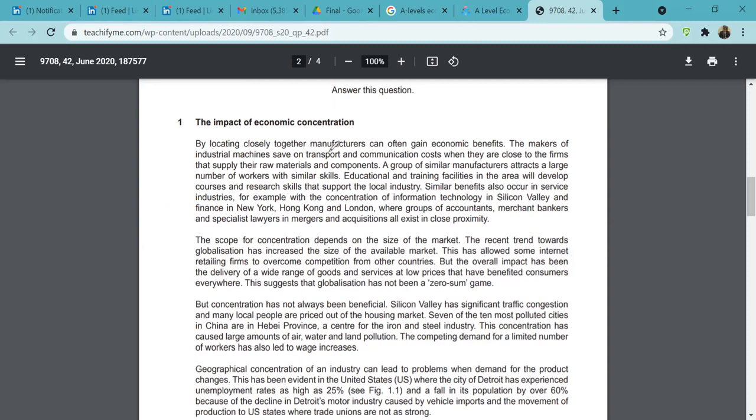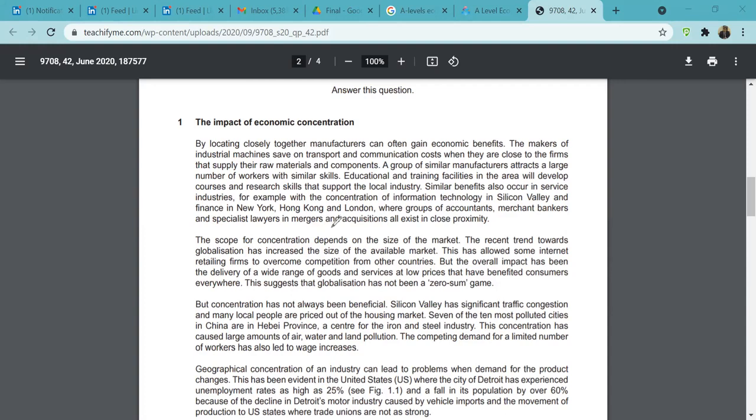By locating closely together, manufacturers can often gain economic benefits. The makers of industrial machines save on transport and communication costs when they are close to firms that supply their raw materials and components. A group of similar manufacturers attract a large number of workers with similar skills. Educational and training facilities in the area will develop courses and research skills that support local industry. Similar benefits also occur in service industries. For example, with the concentration of information technology in Silicon Valley and finance in New York, Hong Kong, and London, where groups of accountants, merchant bankers, and specialist lawyers in mergers and acquisitions all exist in close proximity.